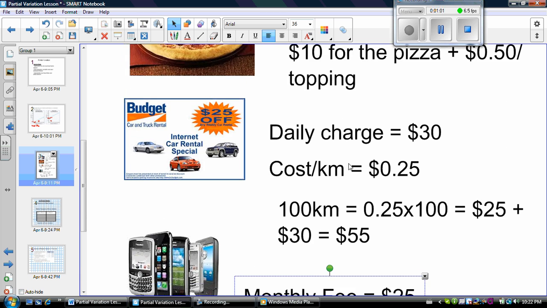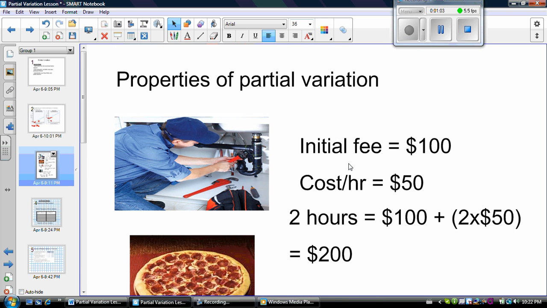So what do all these have in common? Well, if you can see, they all have an initial fee or an initial cost. Here the initial cost of $100, and then they all have a rate of change or a slope. In this case, cost per hour. Cost per hour is a rate of change. So we have an initial fee of $100 for the plumber to come to your house, and then the rate of change is the cost per hour, $50 per hour.